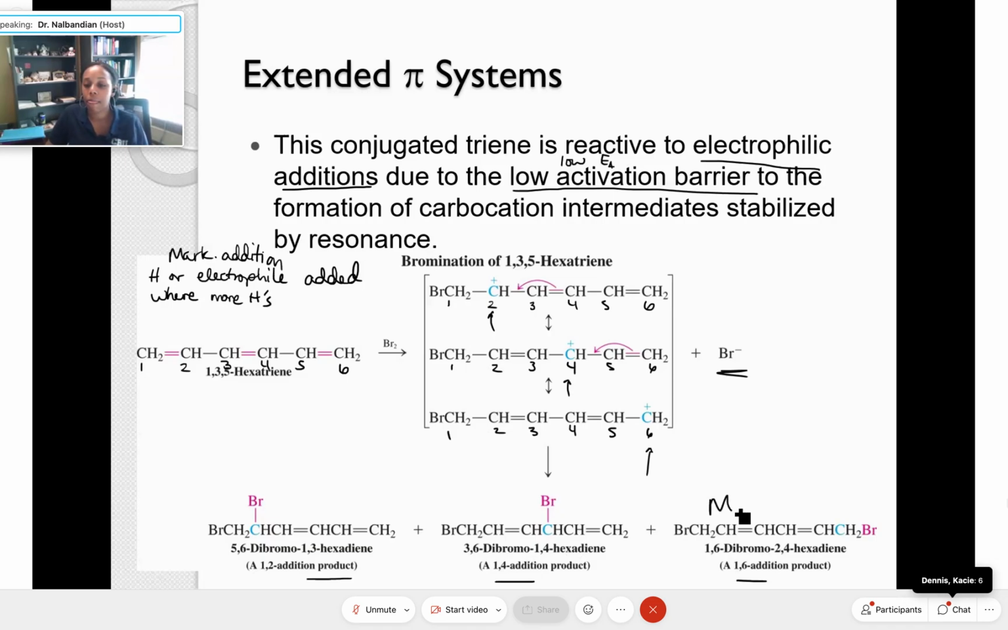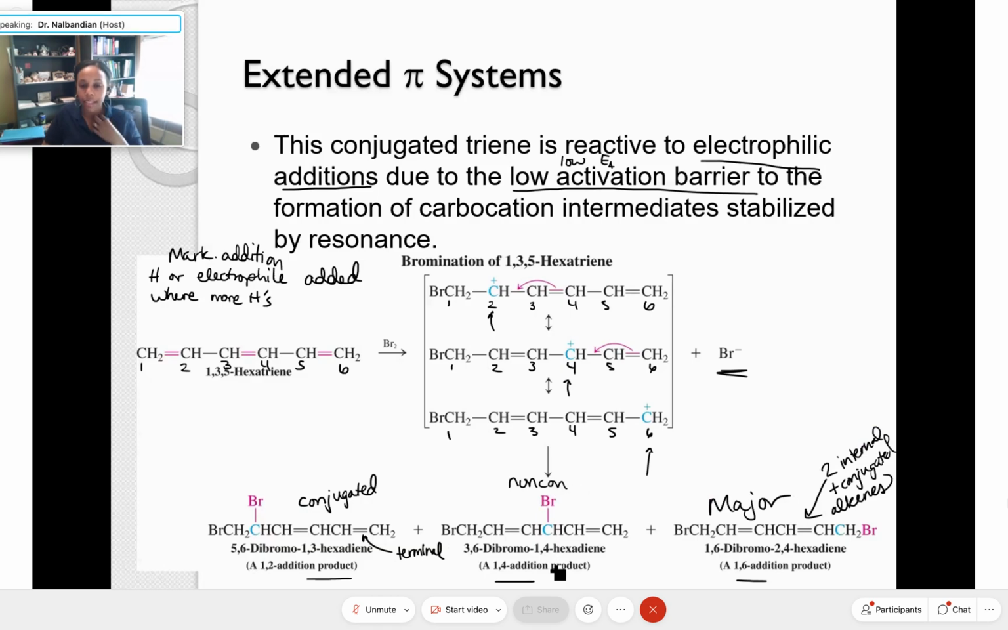The most stable product is this. Why is this the most stable product? Because we have these 2 internal and conjugated alkenes. 1,6 is going to be major because we have 2 internal and conjugated alkenes for the product. What do we have here? Yes, these are conjugated, but we have 1 terminal. Here, these are non-conjugated. We have this double, single, single, double. For the 1,4, we have a double bond, and then a single bond, and then a double bond. So it's non-conjugated. So this is major because it's 2 internal and it is conjugated.